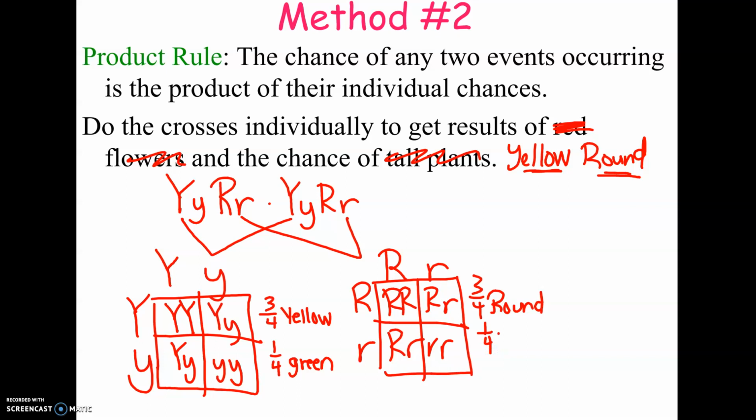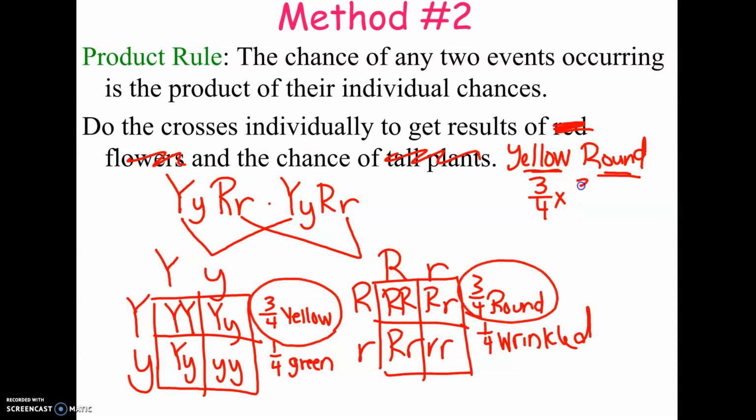And now, watch how we solve this. So we want the chance of yellow and round, both of those traits together. So the chances of yellow are 3 out of 4, right? Our chances of round are 3 out of 4. Multiply those, that is our product rule, we get 9/16. The same answer that we got using the Punnett square, but it's much faster.